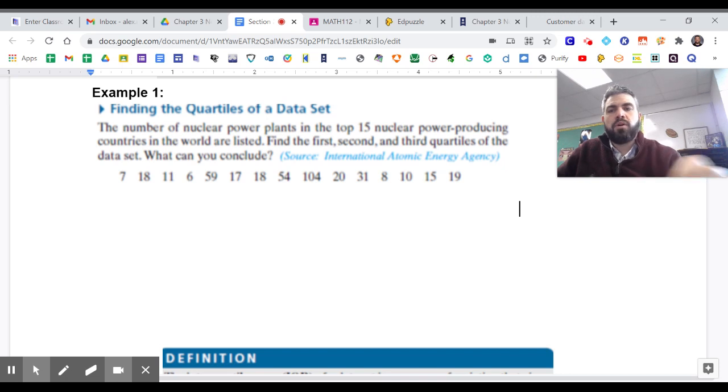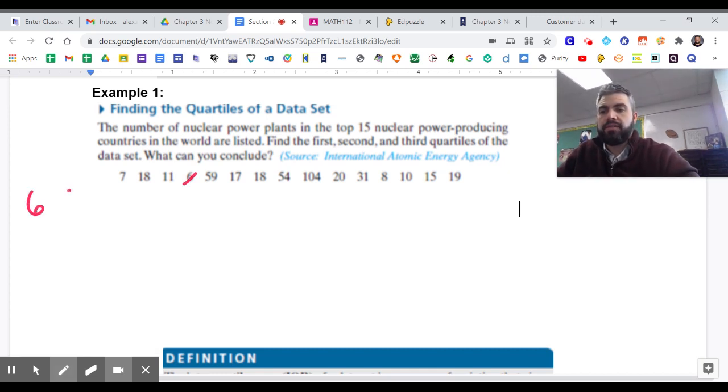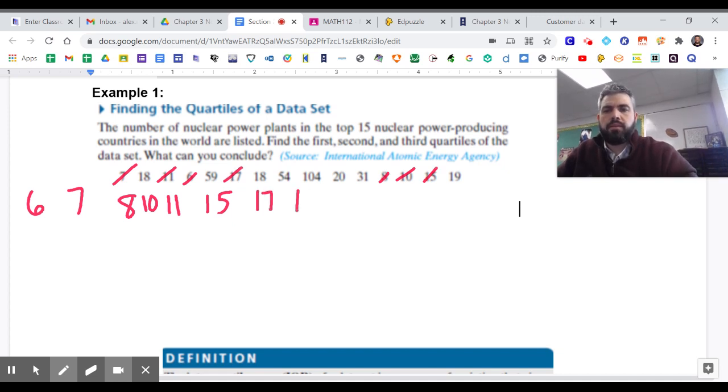So to do this, they give us 15 different nuclear power plant countries and how many nuclear power plants they have in each one. So to figure out this data, we have to first actually put our numbers into numerical order. So let's start with the smallest. That's 6. Then we have 7. Then we have 8. Then we have 10, 11, 15. Then we have 17. Then we have 18. 18 again.